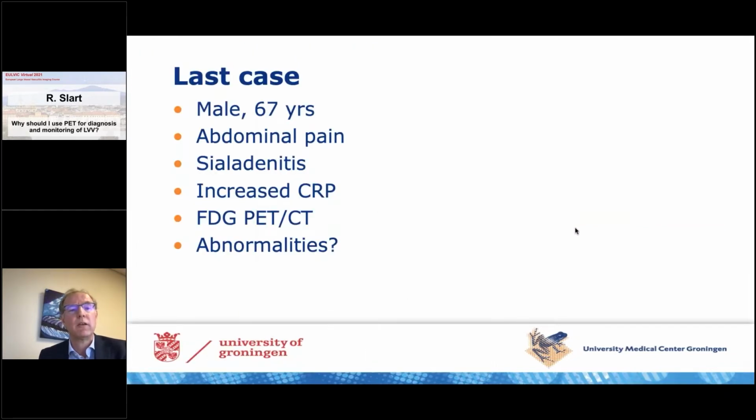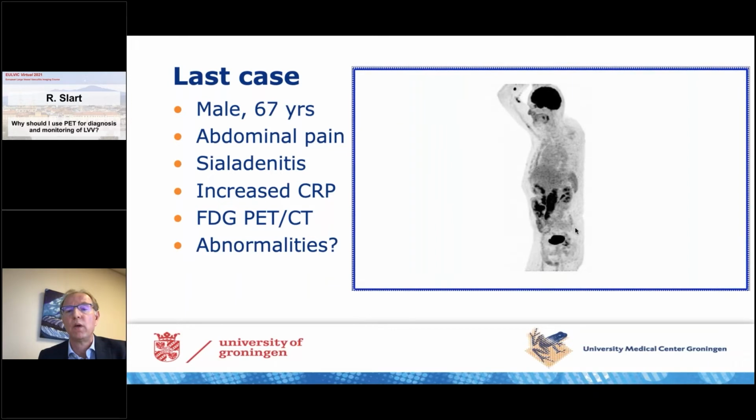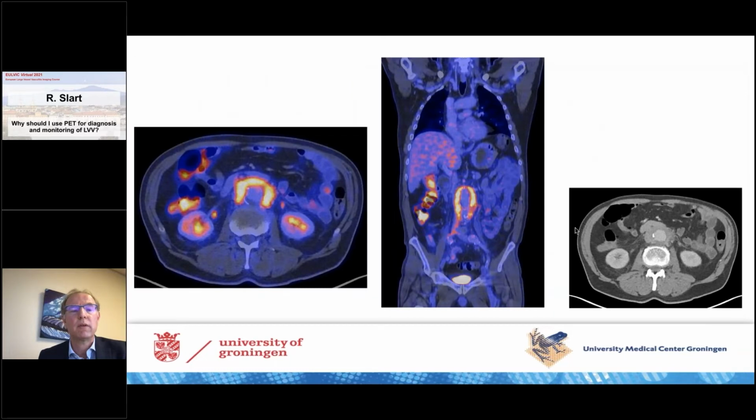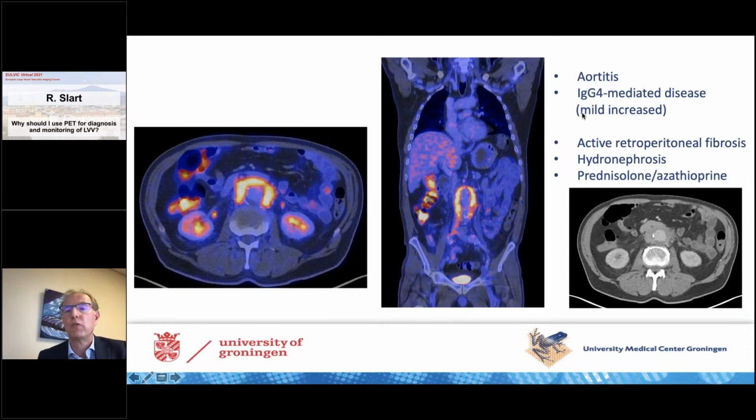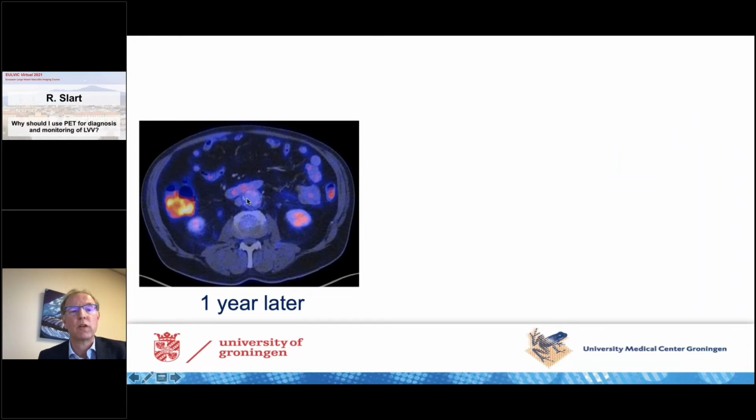Last case: a man with abdominal pain, cellulitis, and increased CRP, who underwent a PET scan showing abnormalities. If you look well, you can already see an abnormality here. Let's look with some more detail, in different views. There is high activity around and also in the abdominal aorta, also in the coronal view here. There's some mass visible on the CT. There's aortitis, but also an IgG4 mediated disease, and active retroperitoneal fibrosis visible here. This patient was treated, and 1 year later the activity was gone. Also, the mass was more or less gone on this PET-CT image.